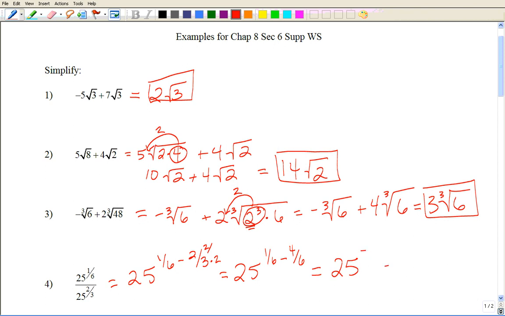Well, negative 3/6 is the same thing as negative 1/2. Reduce that fraction. And then I want to get rid of that negative exponent, so I'm going to use that negative exponent property and make it 1 over 25 to the 1/2. And remember, what does that 1/2 exponent tell us? That means we're taking the square root of 25. So 1 divided by the square root of 25. Well, the square root of 25 is 5. So there's our simplified expression.